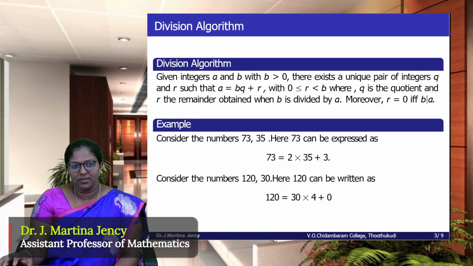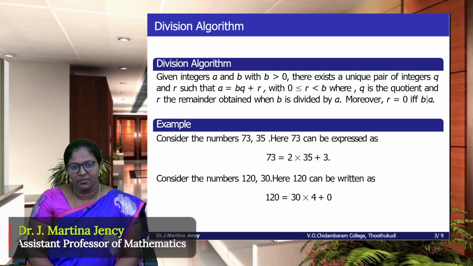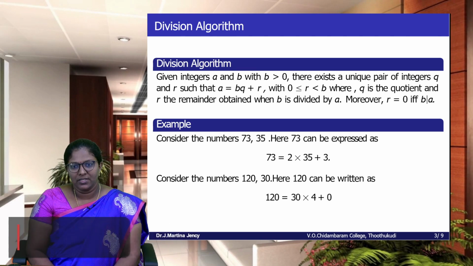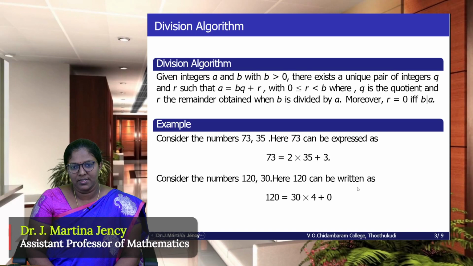So first let us see what the division algorithm is. Given integers a and b with b greater than 0, there exists a unique pair of integers q and r such that a can be written as bq plus r, with 0 less than or equal to r less than b, where q is the quotient and r is the remainder when we divide a by b. Moreover, r is equal to 0 if and only if b divides a.